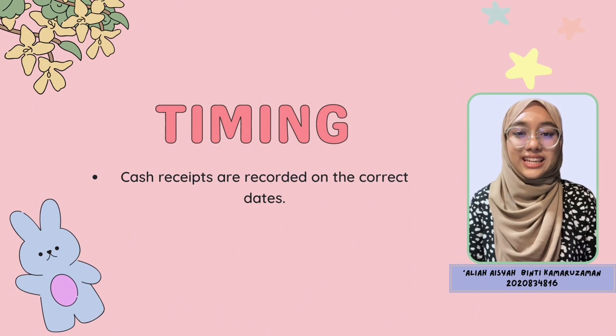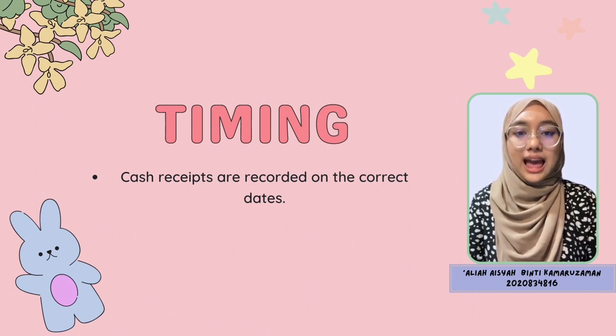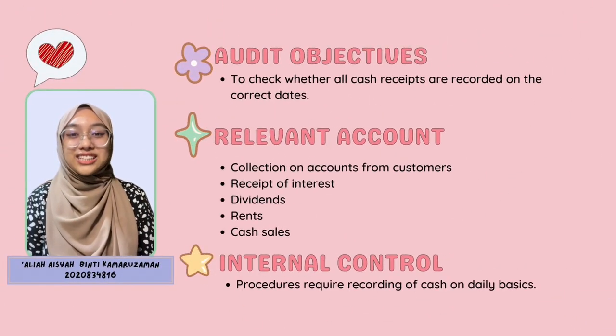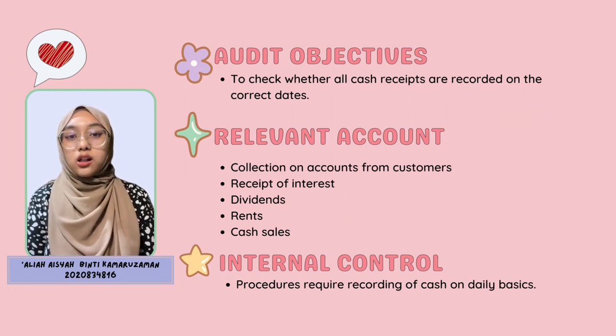The last assertion in cash receipts is timing. The meaning of timing is that cash receipts are recorded on the correct dates. The audit objective is to check whether all cash receipts are recorded on the correct dates. There are five relevant accounts, which are collection on accounts from customers, receipt of interest, dividends, rents, and cash sales. The internal control for timing is that procedures require recording of cash on a daily basis.